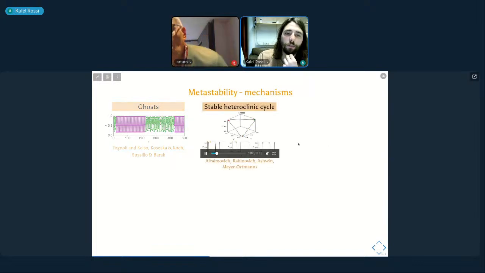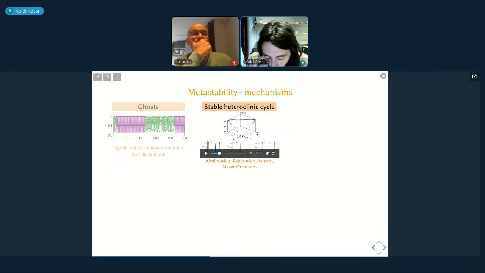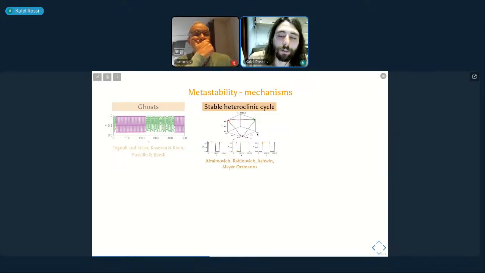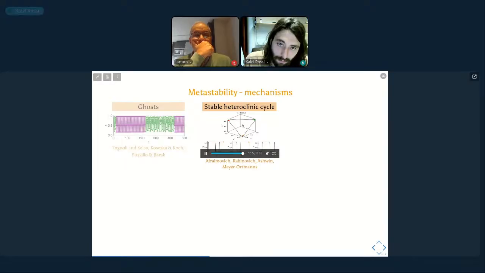I already explained this idea of a stable heteroclinic cycle, right, where you have saddle points, again, whose invariant manifolds are connected. So trajectories approach this heteroclinic cycle. It can be attracting, and they hop between saddle points, but every time they approach one saddle point, they get closer to the stable manifold, and they spend more and more time close to the saddle point.